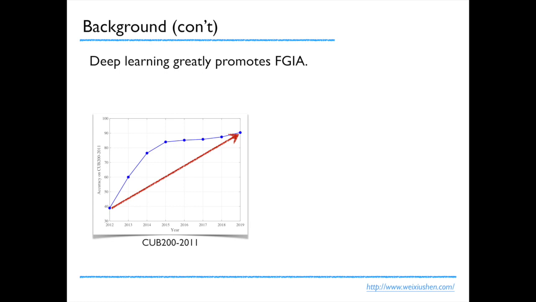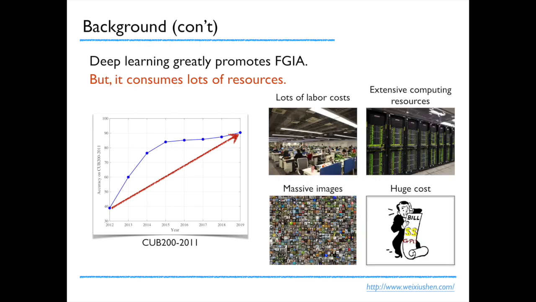However, while obtaining satisfactory results, modern deep learning methods always consume lots of resources, like lots of human labor, extensive high-performance computing equipment, massive image data, and also the huge cost of money. Thus, it is desirable to reduce the huge resource consumption of deep learning methods for fine-grained image analysis, especially for some real-world applications with efficiency requirements.